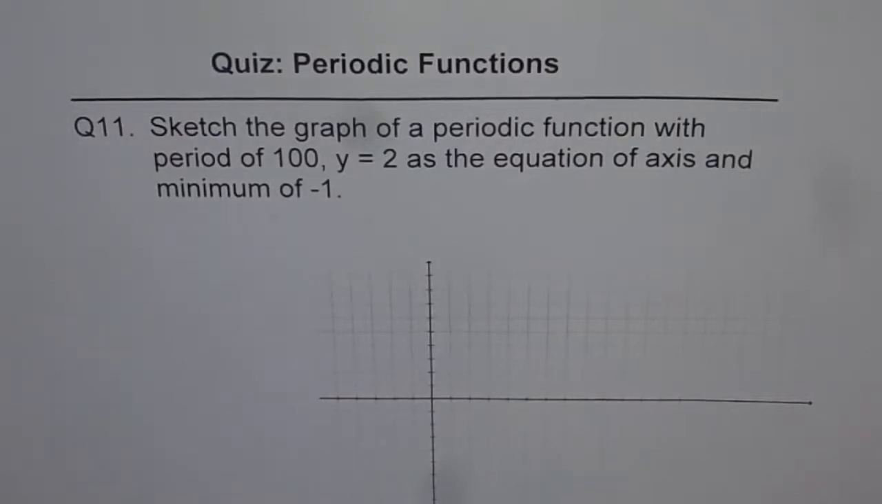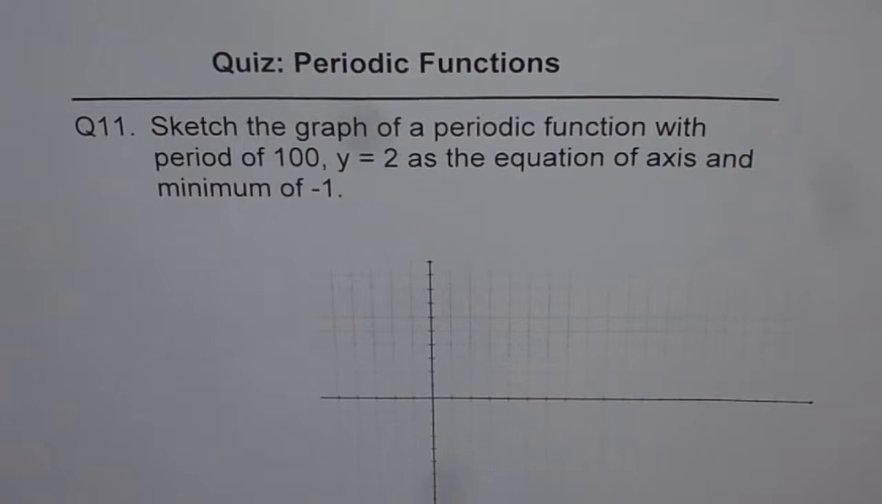Question 11 on periodic functions. Sketch the graph of a periodic function with period of 100, y equals 2 as equation of axis, and minimum of -1. I'd like you to pause the video, answer the question, and then look into my suggestion. Well, there are many types of answers which could be given, so the answers may vary.